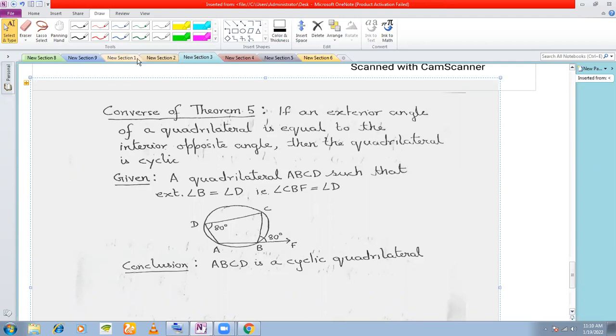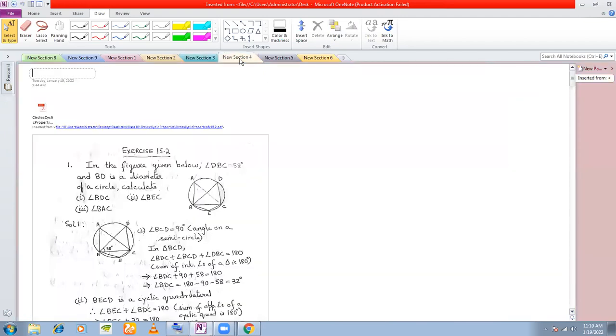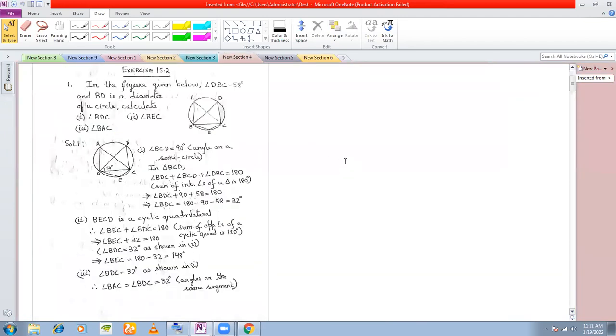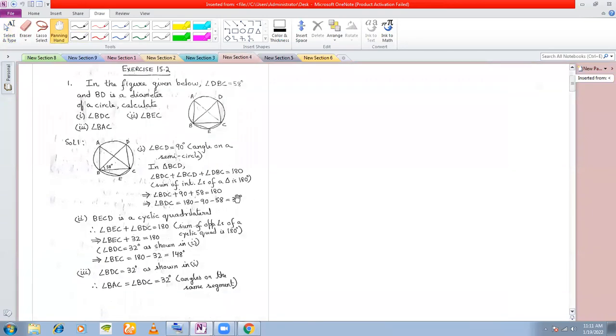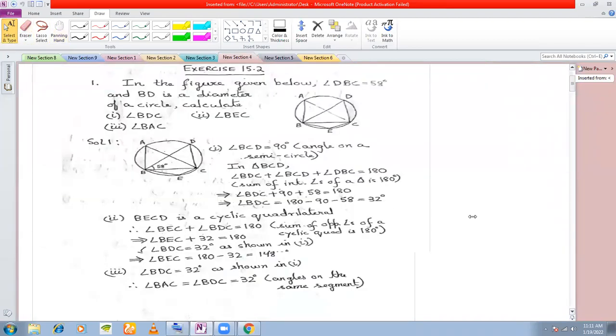Fine. Okay, so let's move to the exercise part. Some more problems on cyclic quadrilateral, cyclic properties of circles. Okay, so let's see this first problem.